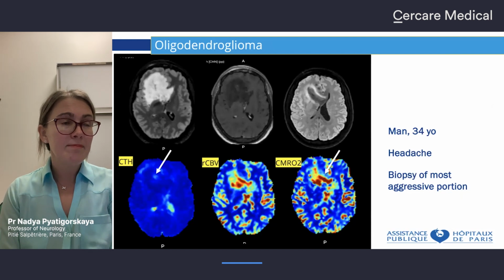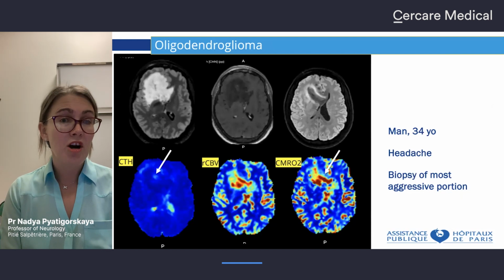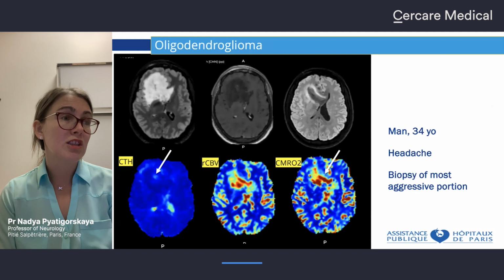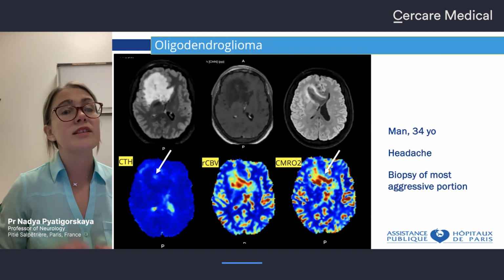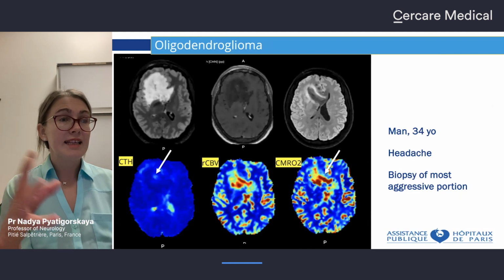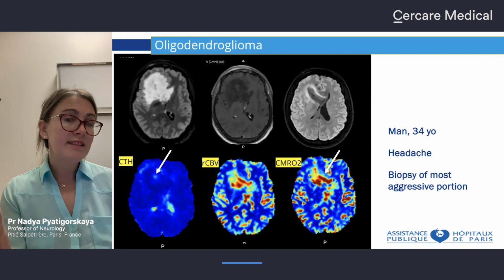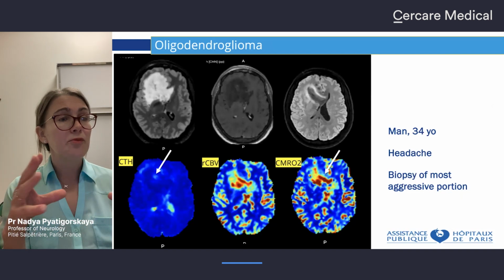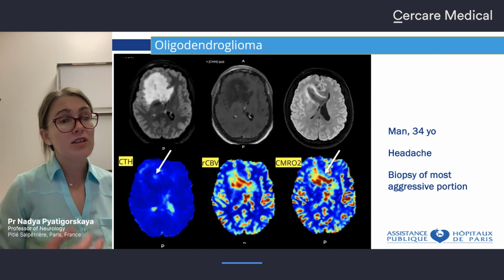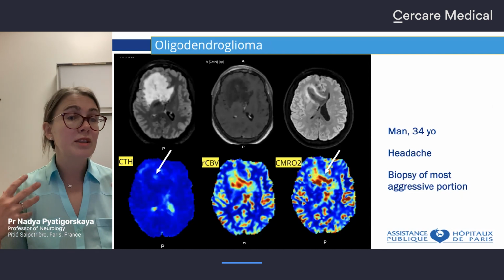This first example is an oligodendroglioma, but actually it was first assessment, so we didn't know yet that it was oligodendroglioma. But we see that it's aggressive, large tumor, and we cannot resect it directly. So we will, of course, first go to the biopsy. So the question is, what should we biopsy?